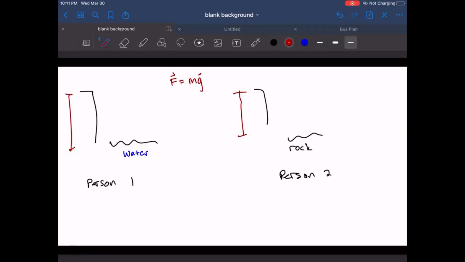For both people, they weigh the same. Guess what? Mass is the same, g is the same, force is the same. Why? Because that's what force is. You know that well. Okay, but they're not asking about that. The force is the same, awesome.